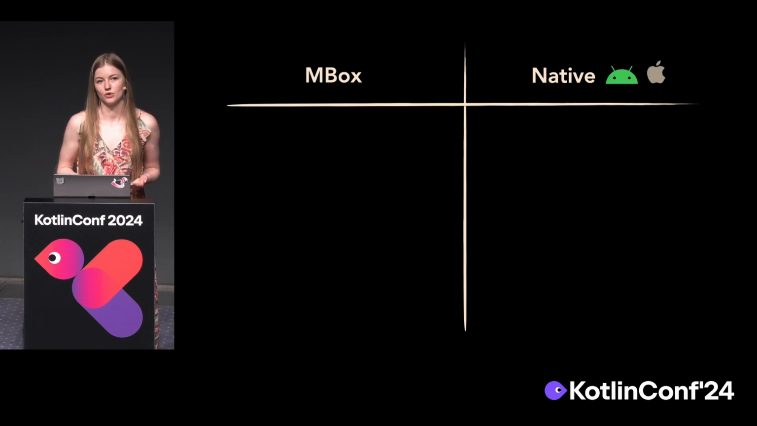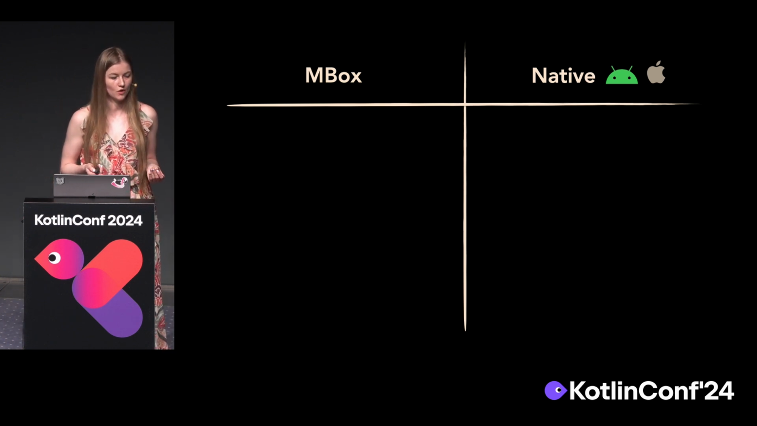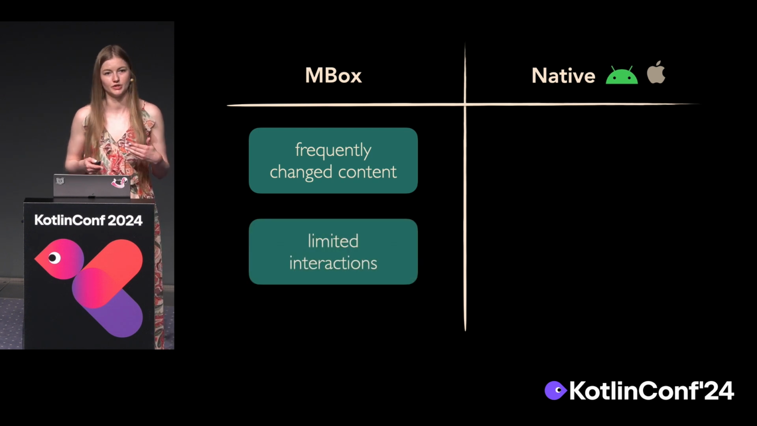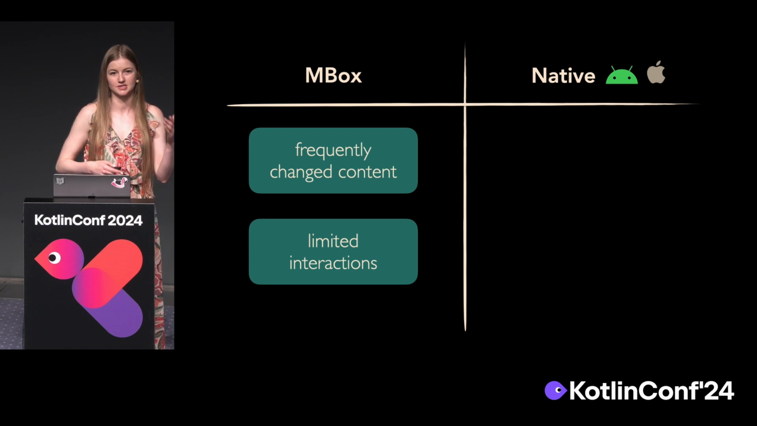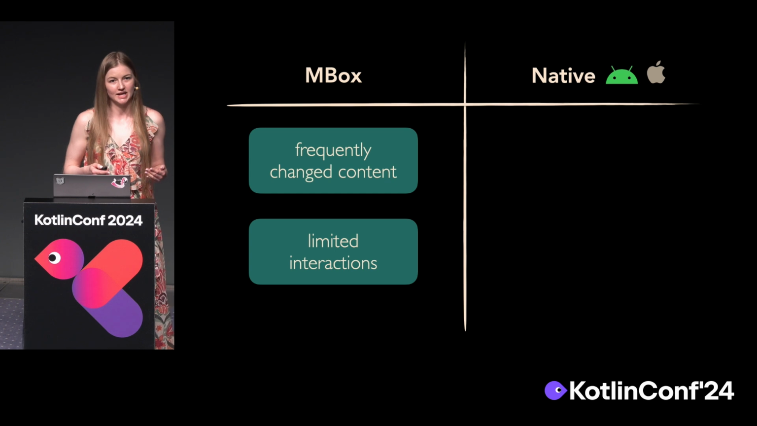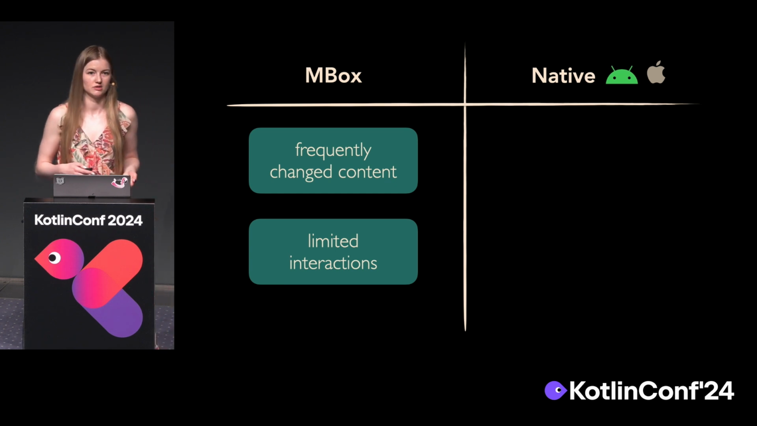When we've designed MBox, our main goal was to allow creating with it so-called content screens. So we wanted to speed up the development of screens that have frequently changed content, but not so many interactions with the users. So screens such as the main page, when you have a lot of offers, the layout changes constantly. There are new promotions, new campaigns every week and every day even. But interactions are limited just to opening new screen, sending some track event, or showing some simple message.